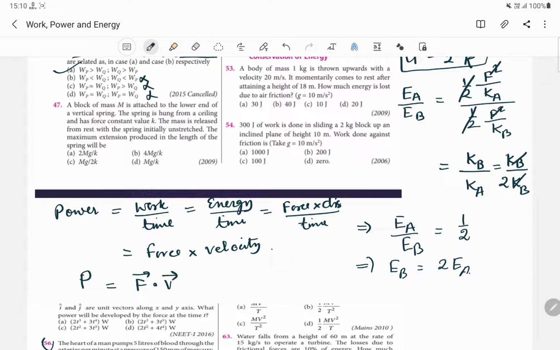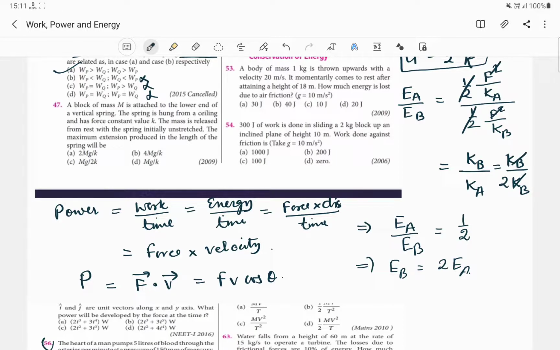Remember that power will be equal to F V cos theta, where theta is the angle between the force and velocity vectors. So if force is given in vector form, and velocity is also given in rectangular vector form, then in order to find the power, you just have to take the dot product between the force vector and the velocity vector. Other than that, if you want to take only the magnitude, it will be only force into velocity V.